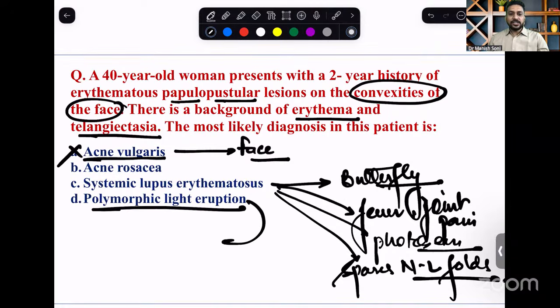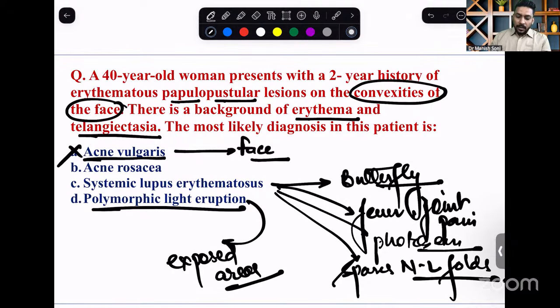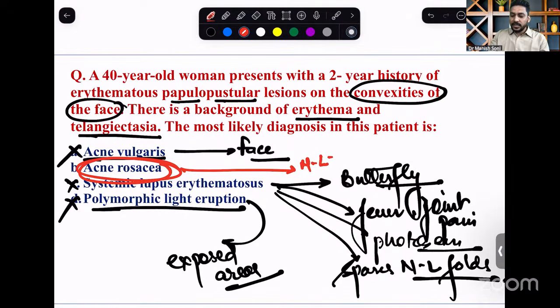While polymorphic light eruptions are due to excessive sunlight exposure, they generally develop over exposed areas. So these are not the answer. The correct answer here is acne rosacea, or simply known as rosacea. Rosacea is a condition which generally occurs over convex areas of the face. Here, papulopustular lesions can be seen, and it can involve nasolabial folds. So this helps in differentiating from SLE. Nasolabial folds can get involved.